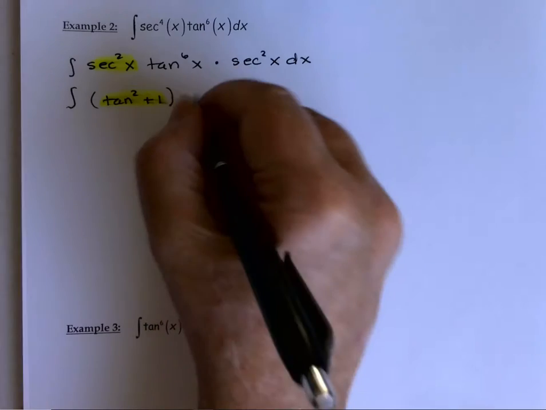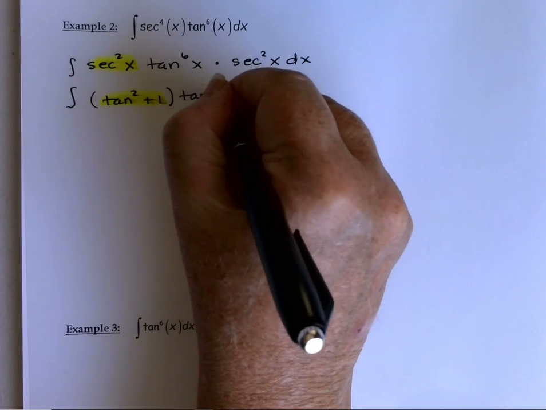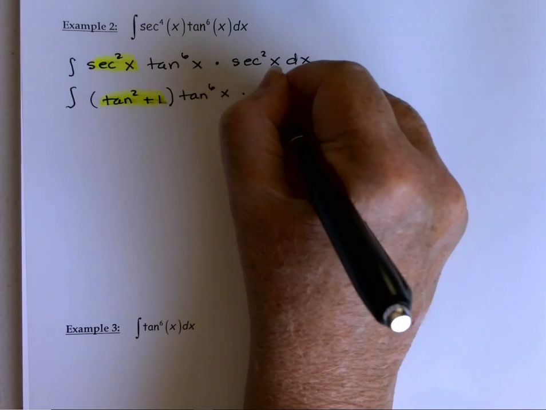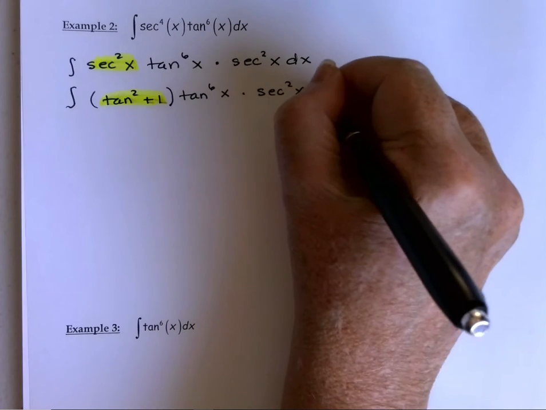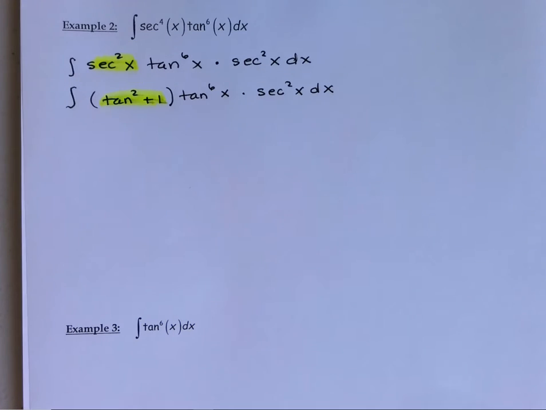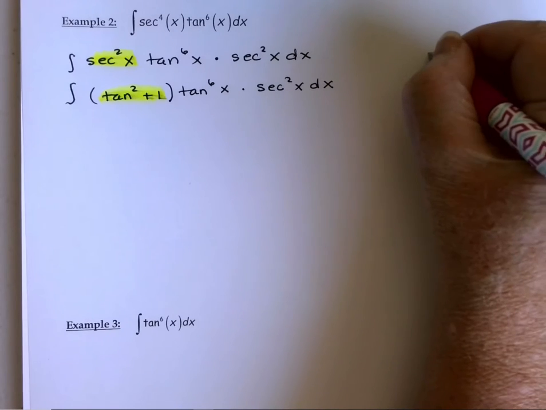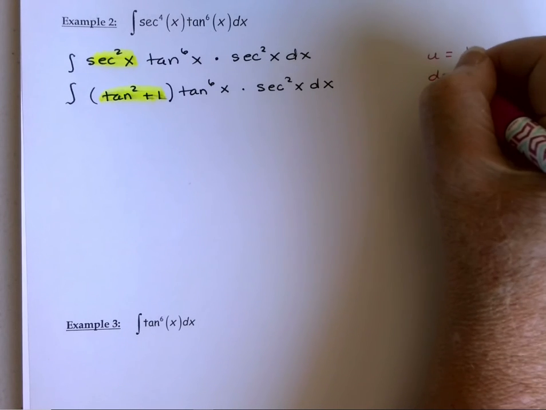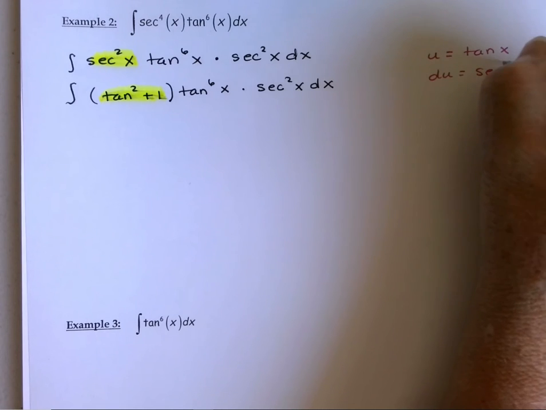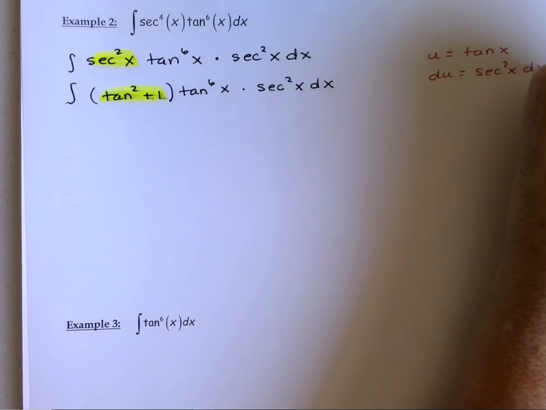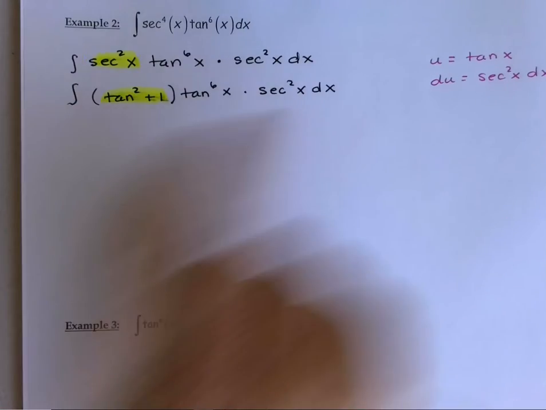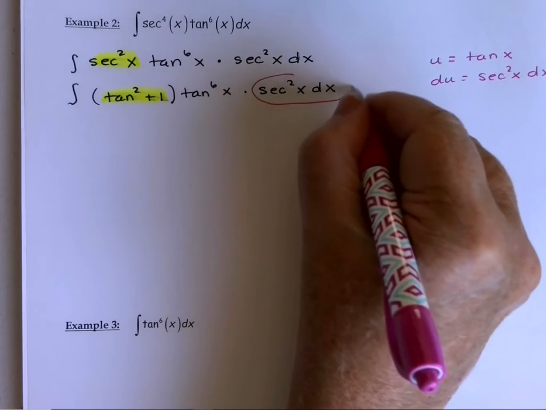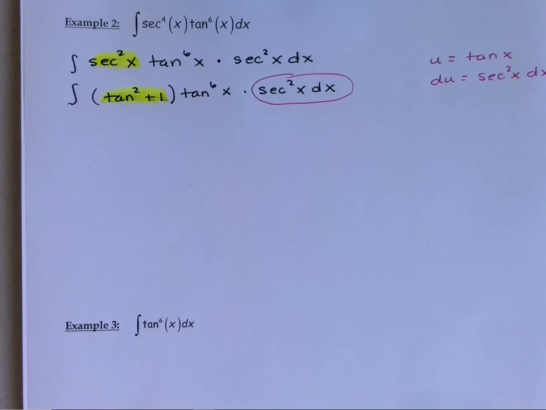And then I've still got that tangent to the 6th times secant squared x dx. All right, I think we're ready for our substitution. In this case, the advice was to let u be tangent x. And the derivative of tangent x is secant squared x. Bring the dx over. So that's perfect. That's exactly what we saved, right? We're doing this by design.